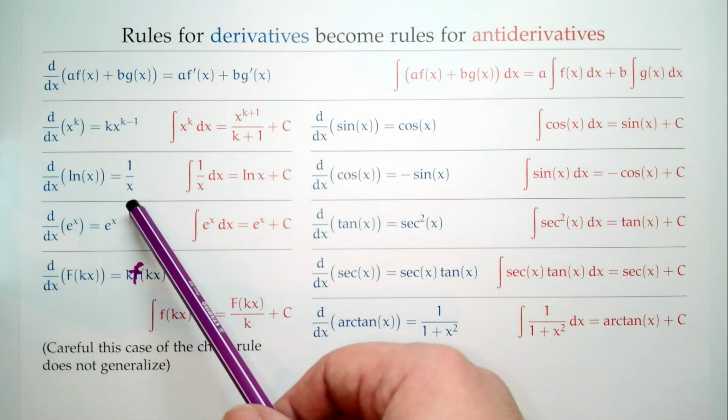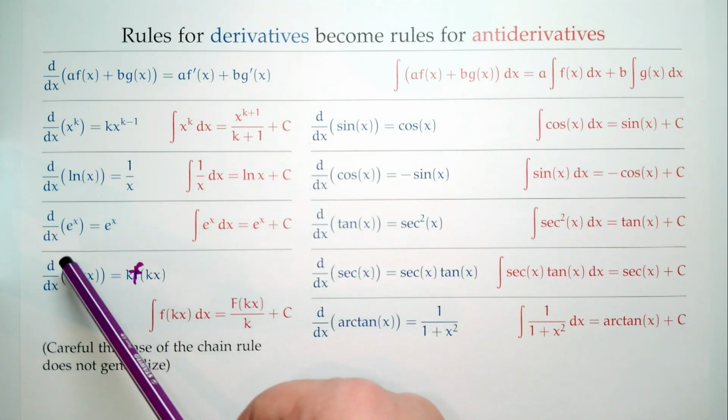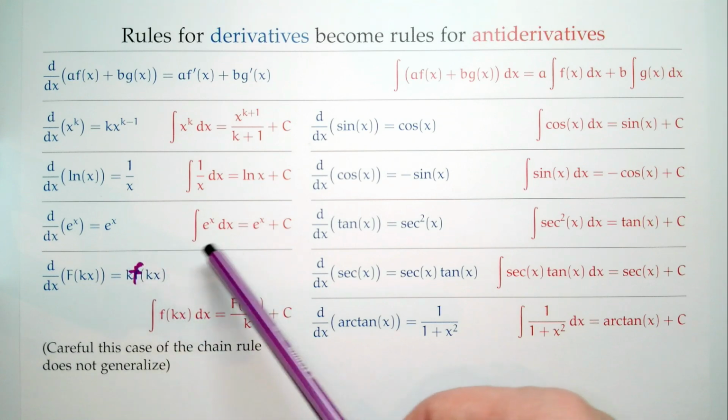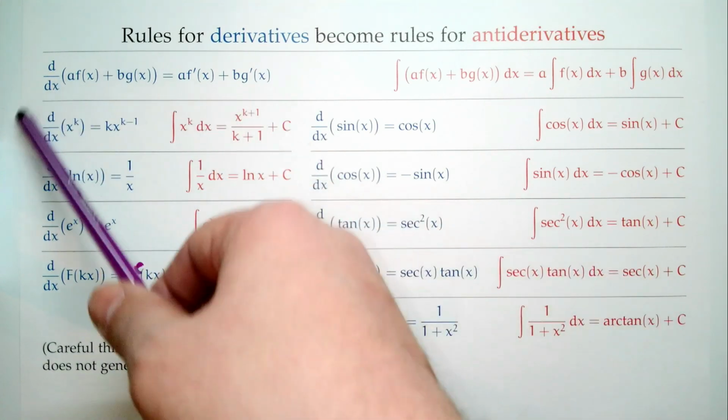Derivative of log x is 1 over x. The integral of 1 over x is log x, of course, plus c. We've done the e to the x. The integral of e to the x is e to the x plus c. This is an important one. We use this one a lot.